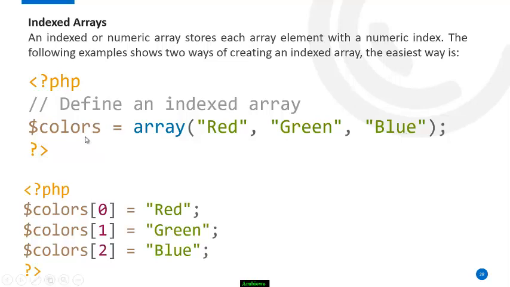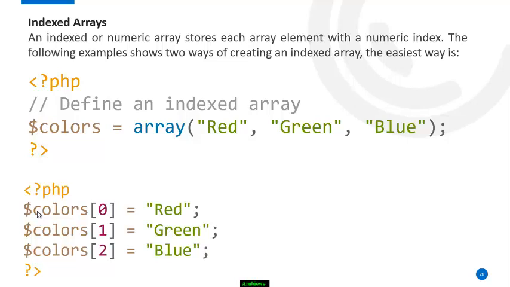So when you define colors equal to array, open brackets, red in quotes, comma, green, comma, blue in quotes. If you want to add more, comma, violet in quotes, purple in quotes, and so on. Now we have defined this array using the indexed array. You can also do it this way. This one is defined manually with a specific value, whereas in the first one the system automatically knows that this is 0, this is 1, this is 2.